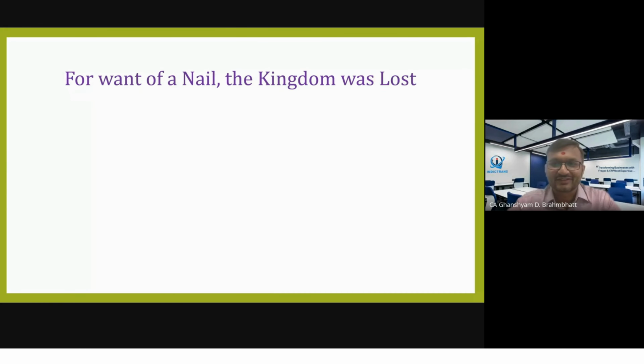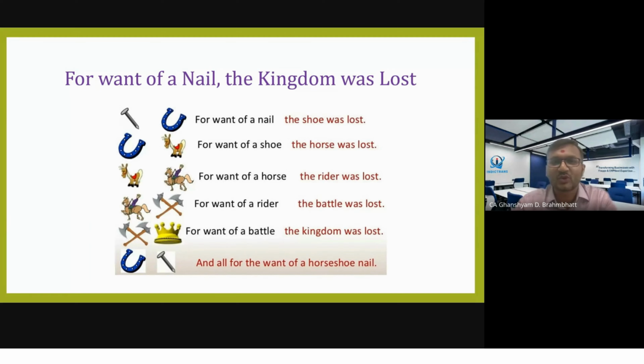Everyone must have heard or read this quote: for want of a nail, the kingdom was lost. To elaborate what this quote exactly means: for want of a nail, the shoe was lost. For want of a shoe, the horse was lost. For want of a horse, the rider was lost. For want of a rider, the battle was lost. And for want of a battle, the kingdom was lost. Why? Because of a horseshoe nail. All was lost because of just a single horseshoe nail.